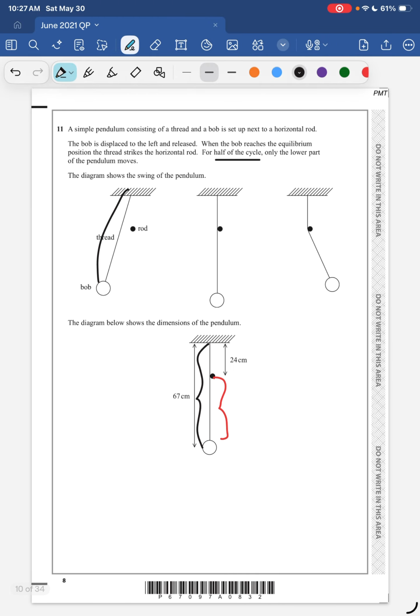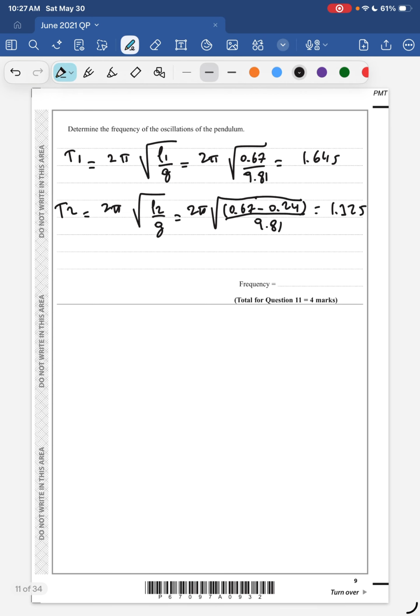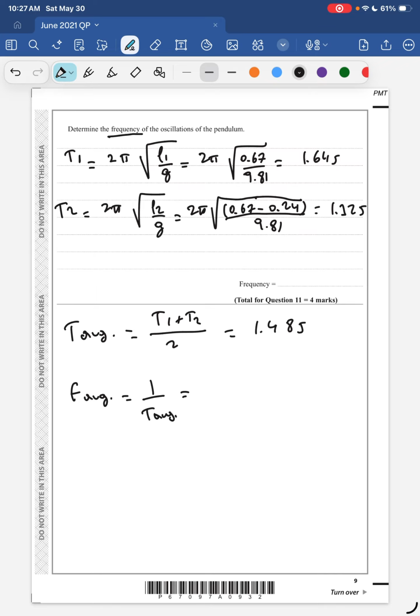So for half a cycle, we have the large string oscillating, and for the other half, we have the shorter string oscillating. So we just have to take the average between these two periods. So let's call it T total. Actually, no, T average is the correct expression. It's going to be (T1 plus T2) over 2, or 1.48 seconds. Don't forget that they ask for the frequency. So f average is 1 over T average, or 0.68 hertz.